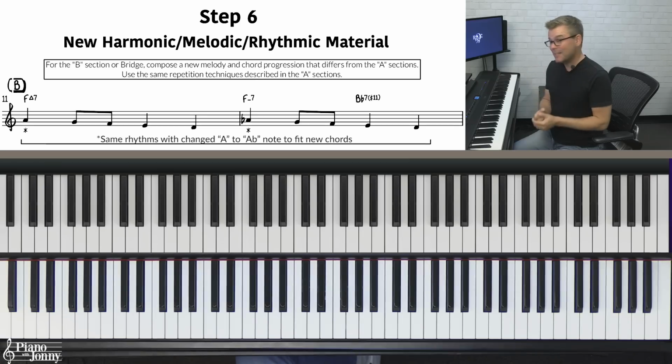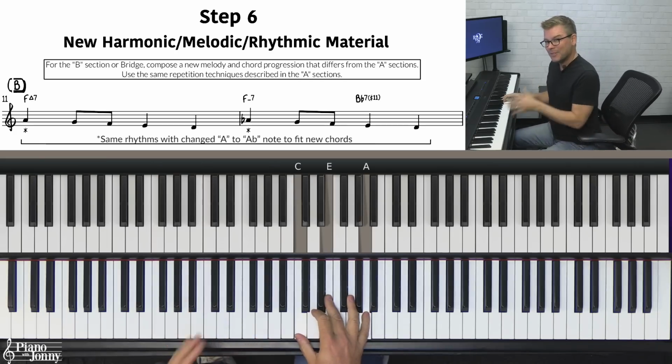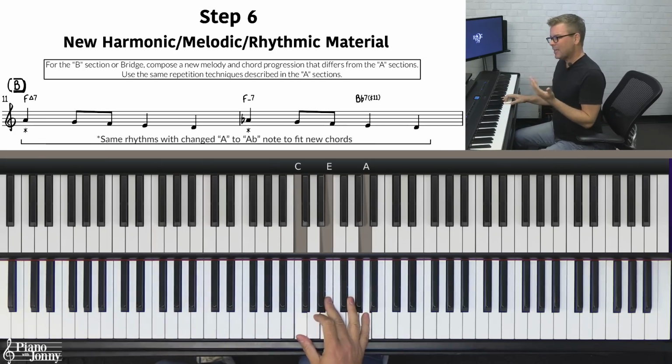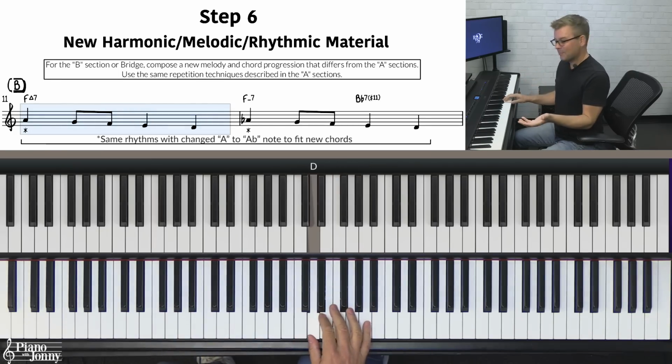Step number 6 is to create a new melody and harmony, because now we're at the B section, or the bridge. And so we're in the key of F major now. This is the new tonal center. And so I came up with a short melodic phrase in the key of F major that goes like this, which is just diatonic in the key of F major, isn't it?